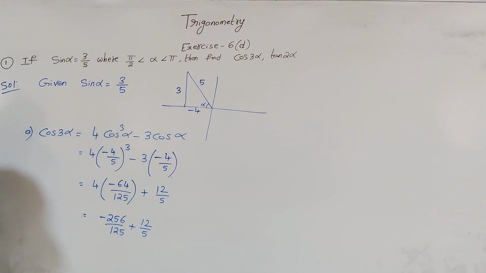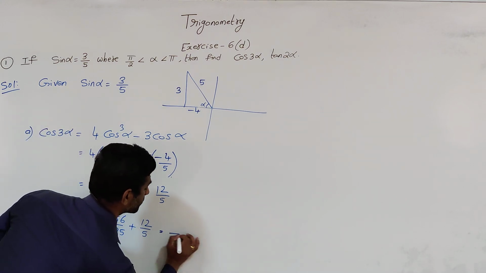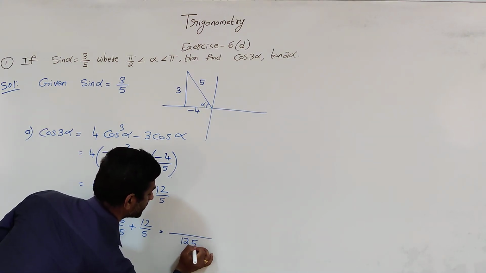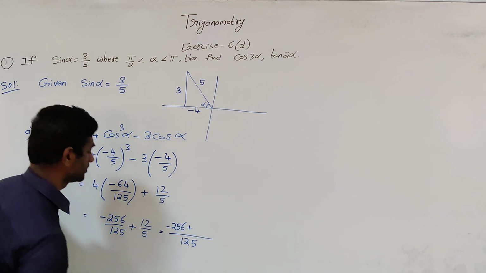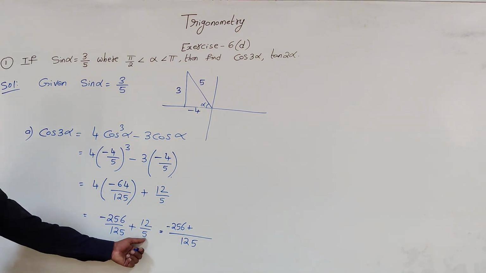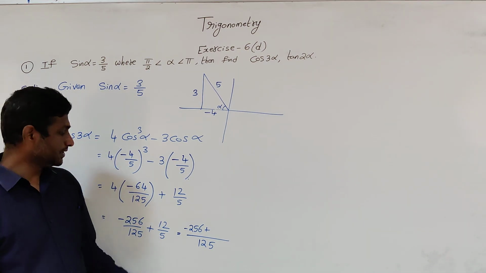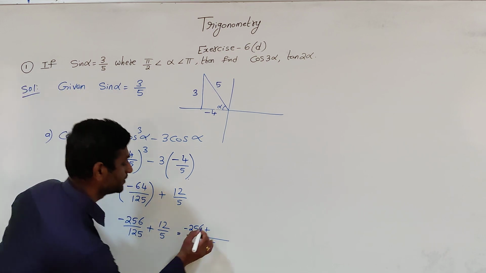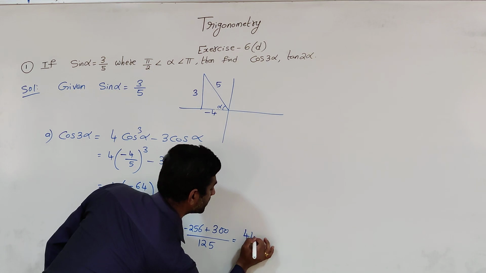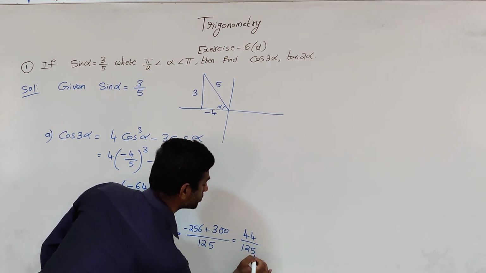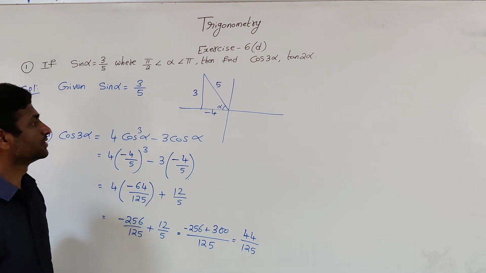And what is the LCM for this? 125 and 5. The LCM will be 125. So 125 is the LCM. So minus 256 plus how many times? 125 means 25 times. That is 25 into 12, that gives 300, which is 44 by 125. So cos 3 alpha, the value will be 44 by 125.